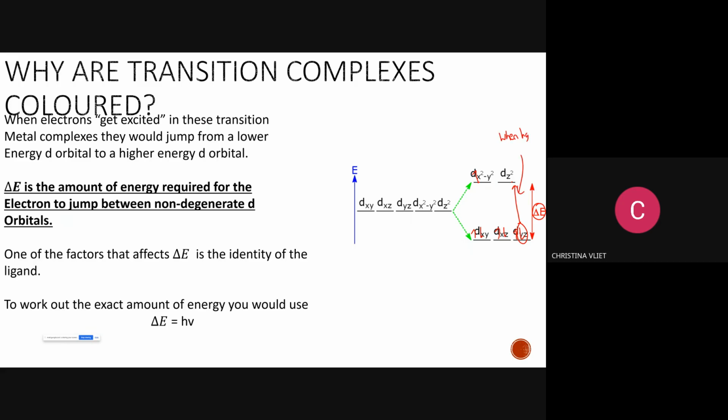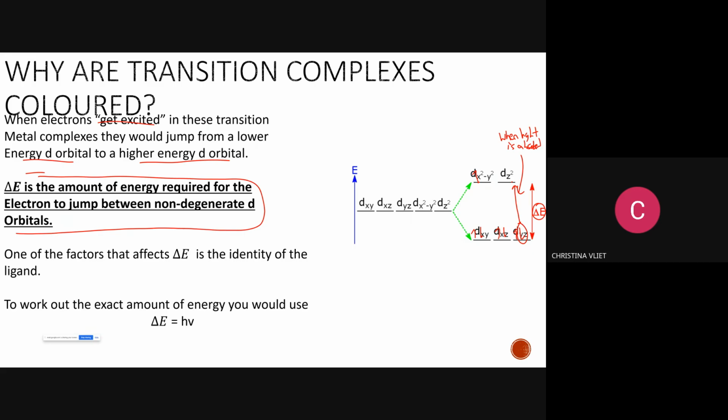When light is absorbed, you have this energy jump. And so this absorption results in a different reflection of color. I'm going to explain that a little bit more. When electrons get excited, they jump from a low energy d orbital to a high energy d orbital once it's split up. And so delta E is defined as the amount of energy required for the electron to jump between the non-degenerate orbitals.